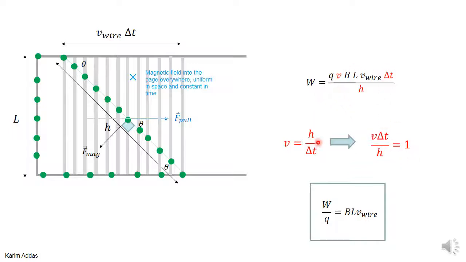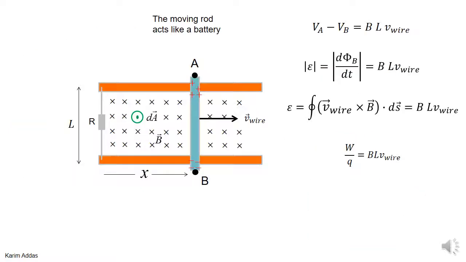So what's left is then, if I want the work per unit charge, when you divide by q, what's left is BLV wire. Almost like magic. If you get the potential difference across this rod, we showed it's BLV wire. The EMF, when you get it using the flux rule, it's BLV wire. If you get the EMF using the v cross B rule, it's BLV wire. If you get the work per unit charge, taking into consideration the actual path that the charge moves on, you get BLV wire. So everything works out fine.